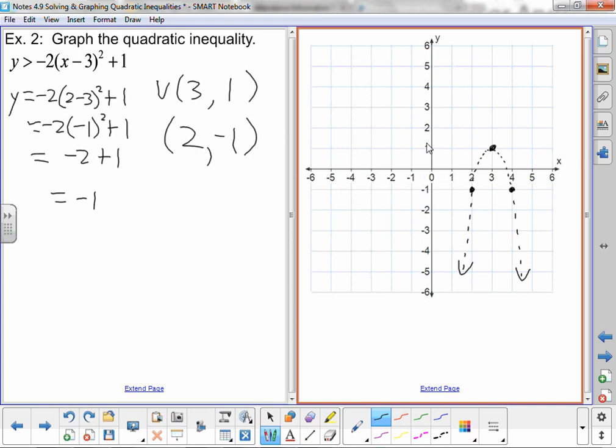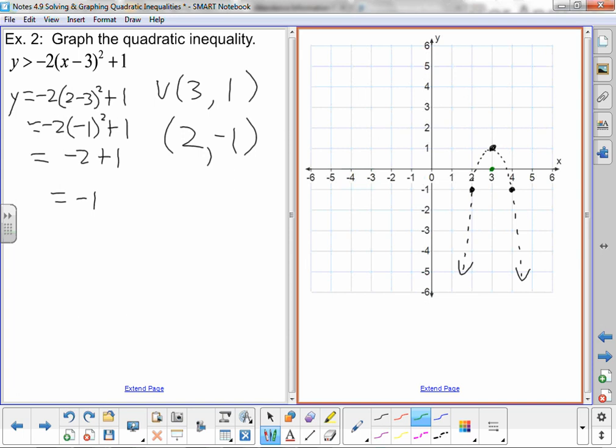So I'm going to pick negative 3, 0. So negative 3, 0 is right here. Remember, you can pick a point outside. If it actually works, I'm going to shade the inside. If it doesn't work, I'm going to shade the outside.